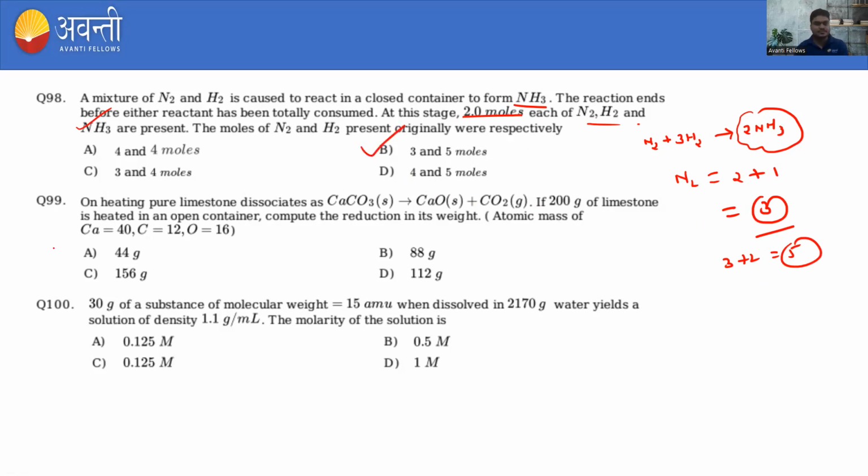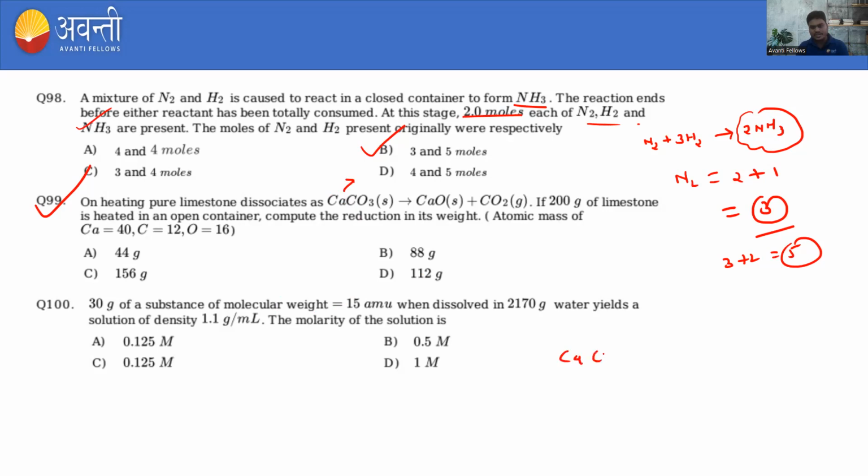Now the next question is on heating pure limestone, which dissociates calcium carbonate into calcium oxide and CO2. If 200 gram of limestone is heated in an open container, compute the reduction of its weight. So you have to calculate the reduction of its weight, right? This is a very simple question. So we know that for every 100 gram, CaCO3 having the molecular mass of calcium.